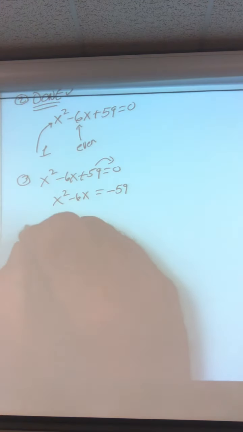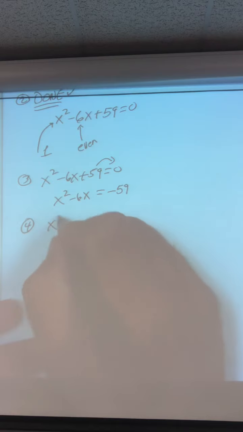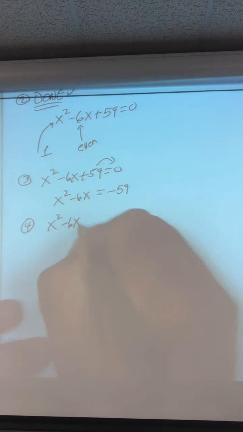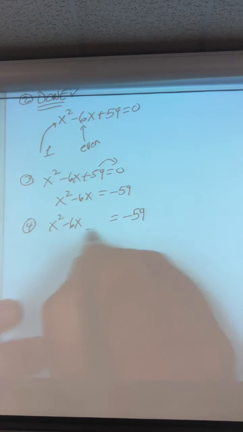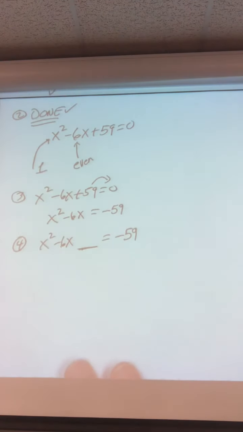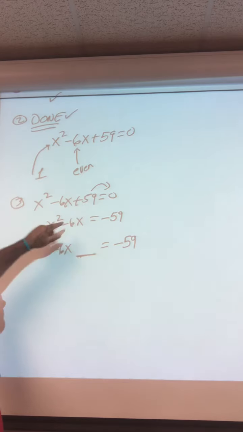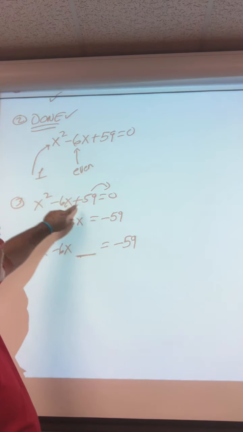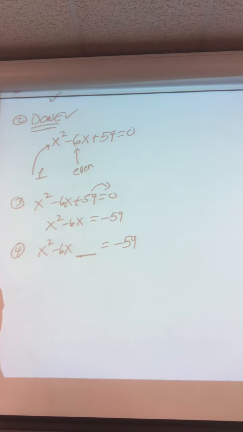Now, step 4 is where it happens. When you get to step 4, copy step 3 back down, but leave a space for your new number. So step 1, put it in standard form. Basically step 2, you can skip step 2. Step 3 says move the constant across. Now, here's step 4.